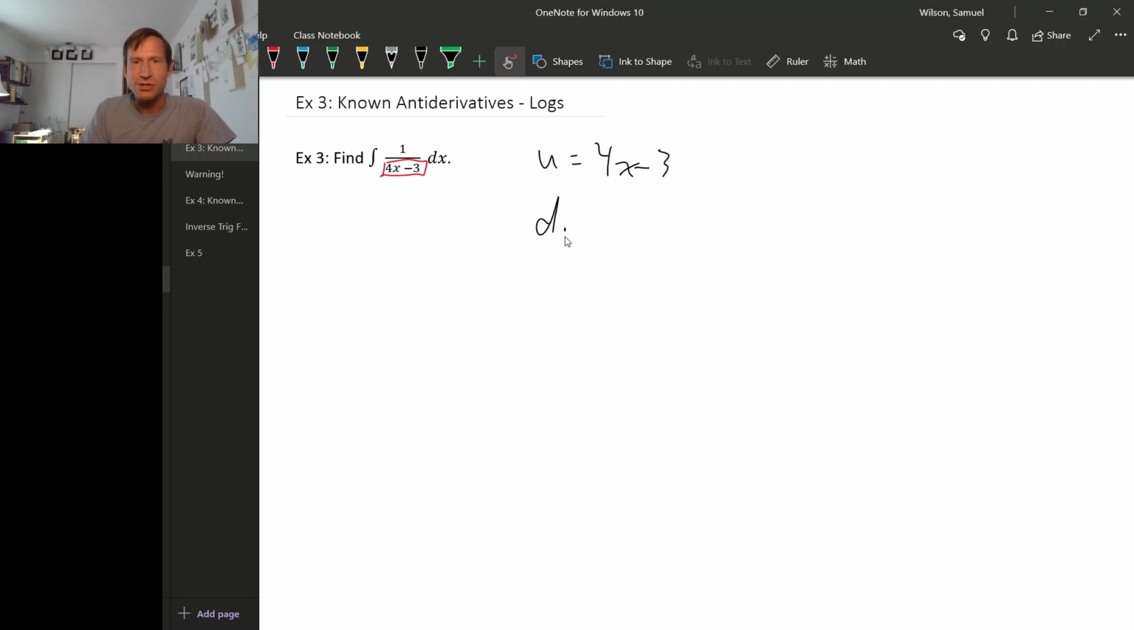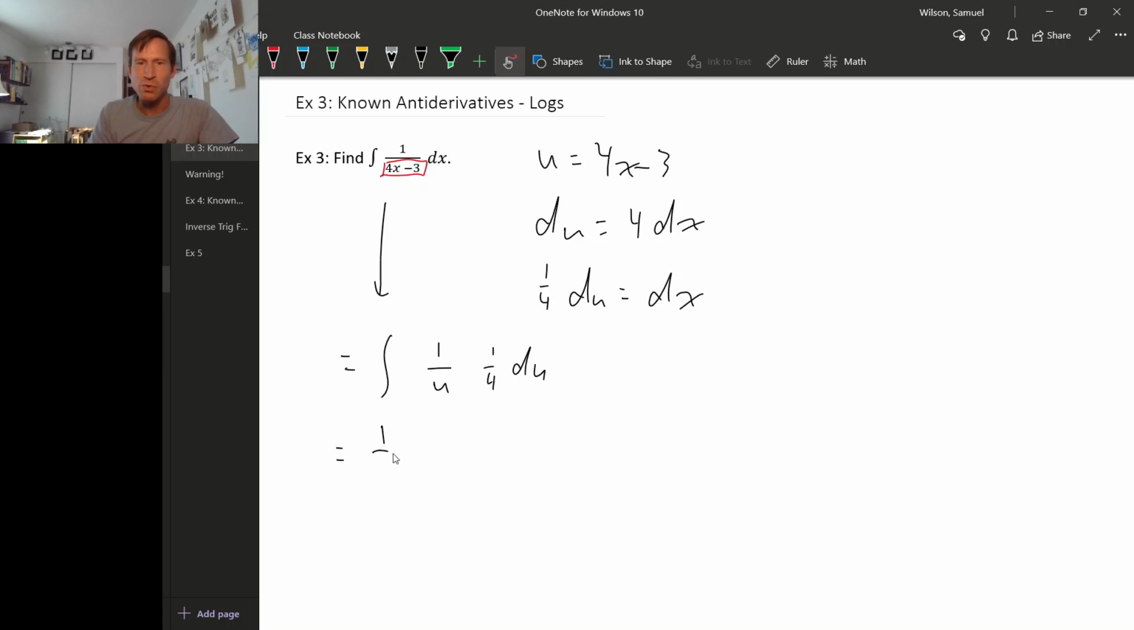That means du is 4 dx. So maybe we should move this 4 to the other side. We get 1 over 4 du equals dx. And now we can do our substitution. So this gives us the integral of 1 over u times dx, which is 1 over 4 du. And we can pull that 1 over 4, that constant multiple, outside of the integral. 1 over 4 times the integral of 1 over u du.